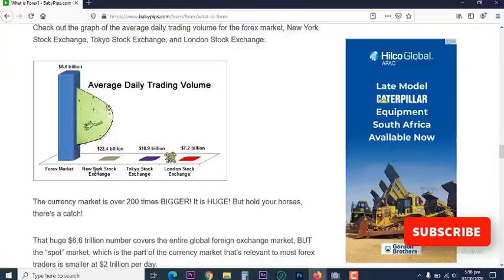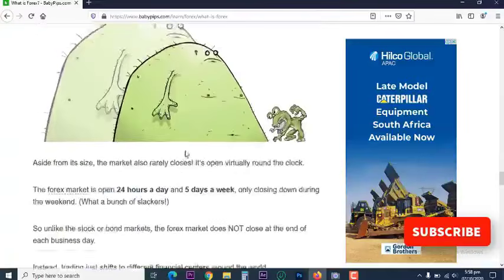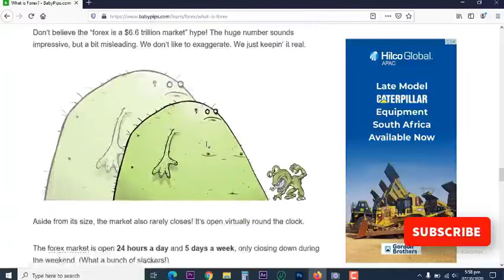And now the New York Stock Exchange alone controls about 22.4 billion, the biggest. And the Tokyo Stock Exchange has about 18.9 billion trading volume every day, followed by the London Stock Exchange, which has $7.2 billion traded every day. So this is how it looks.